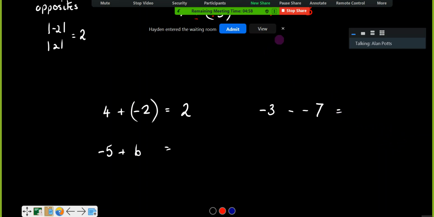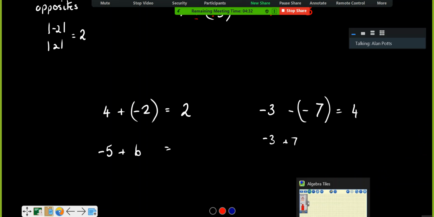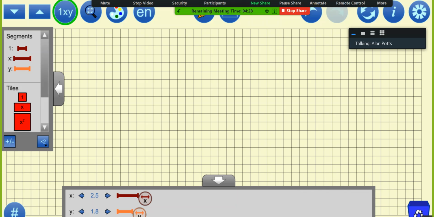Well, you don't have to, but you can. A lot of people do to make it clear. Do you know what the answer is, guys? Yeah, because we do -3, add 7, which gives me +4. Now, let's try that on the algebra tiles. So I've got -3.